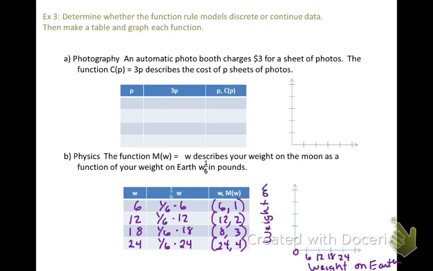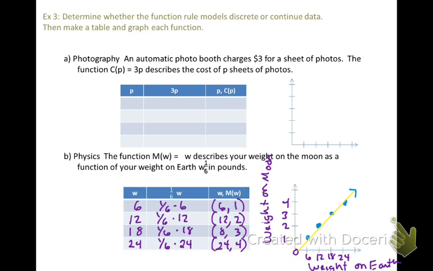Weigh on Mars. I think it's Mars. On the moon, sorry, moon. So I have 1, 2, 3, 4. So if I weigh 6 pounds here, I'm going to weigh 1 pound on the moon. If I weigh 12 pounds on Earth, it's 2 pounds on the moon. 18 pounds, it's 3 pounds on the moon. And 24 pounds, I weigh 4 pounds on the moon. So that's how I would do B.